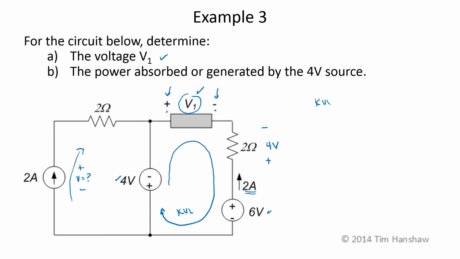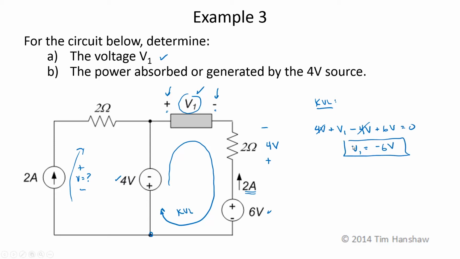So now KVL tells me that if I start down here, I see a plus sign first, so that's 4 volts. I see a plus sign first on V1. I see a minus sign on the 4 volts across this 2 ohm resistor, and I see a plus sign on this 6 volt source. That cancels with that, and V1 is equal to minus 6 volts.